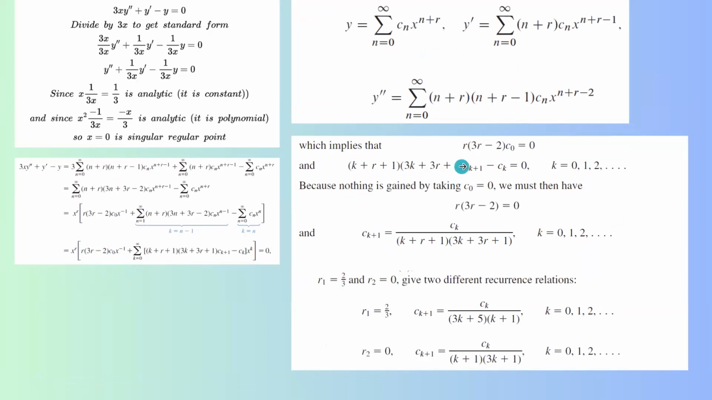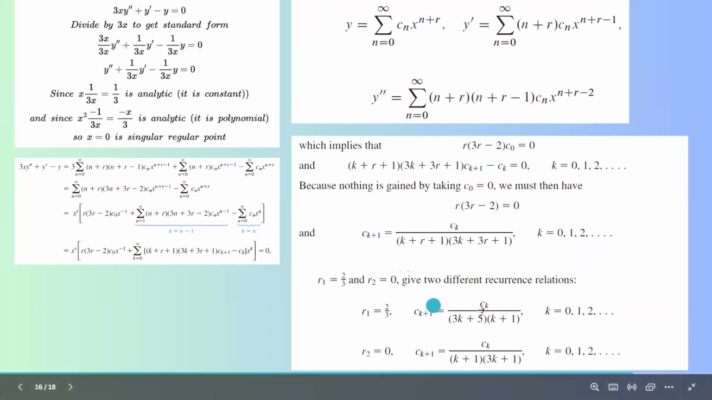And now if you set this equal to 0, this is the recursive term: (k + r + 1)(3k + 2 + 3r) c_{k+1} minus c_k equal to 0. So you can write down c_{k+1} in terms of c_k. Then you're going to substitute r equals 2/3. Then you're going to substitute r equals 0 to find the relation between k and k plus 1.